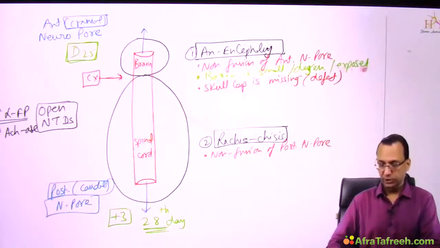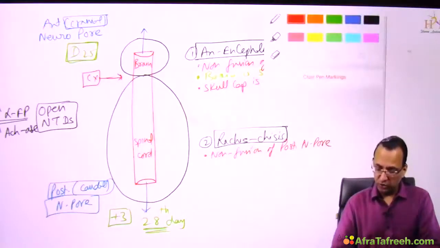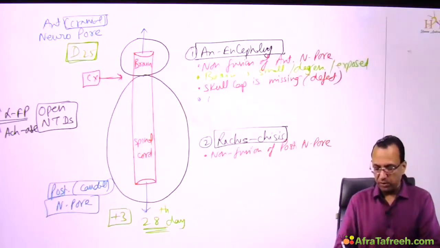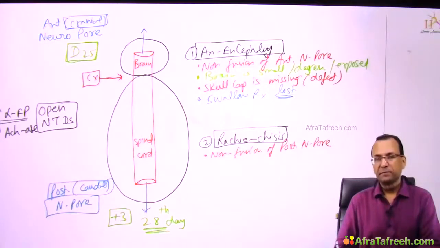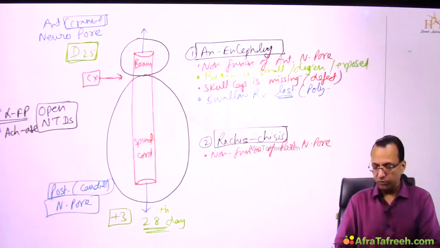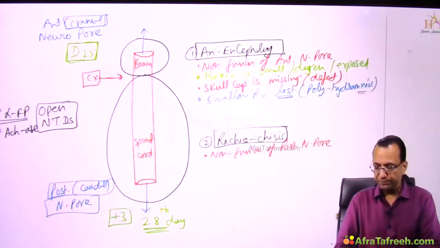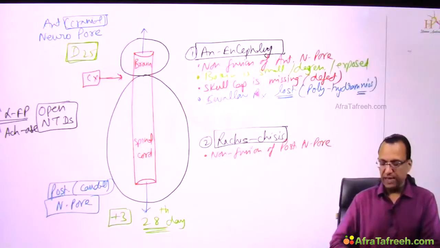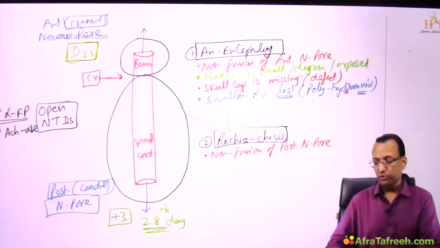These babies don't even swallow the amniotic fluid because the swallow reflex is lost or absent. They don't drink amniotic fluid. That's why the mother will have more, which is called polyhydramnios. So the swallow reflex is absent in anencephaly, the baby is not drinking amniotic fluid, and that is why the mother has polyhydramnios.